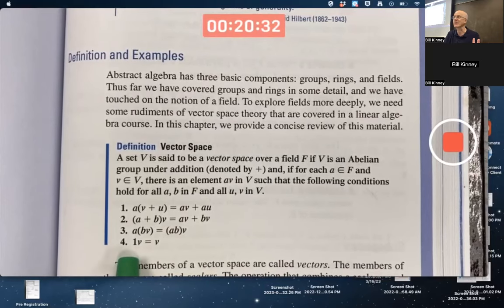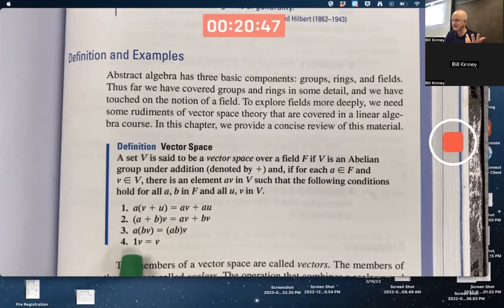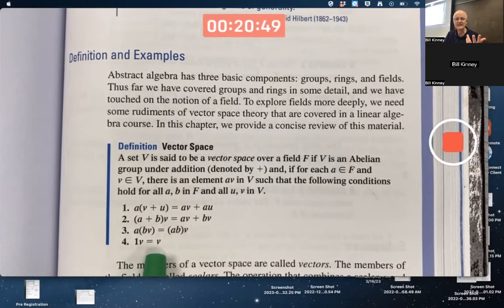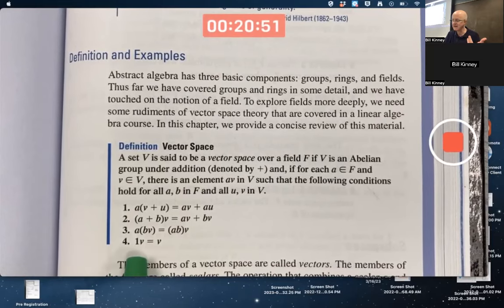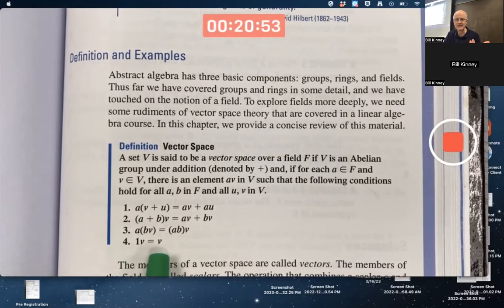Fields also have a unit, right? Definition of a field: a commutative ring with unity in which every non-zero element is a unit. I meant to say they have a unity. I get those words mixed up sometimes too. One is a unity, and 1 times V equals V. The scalar 1 times any vector V gives you that vector V.